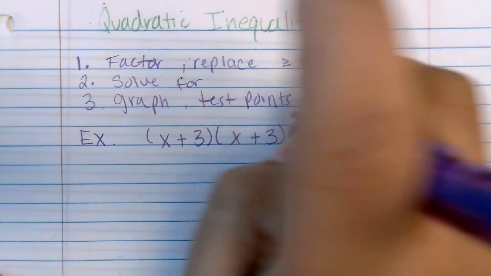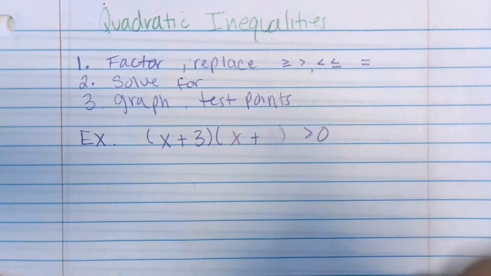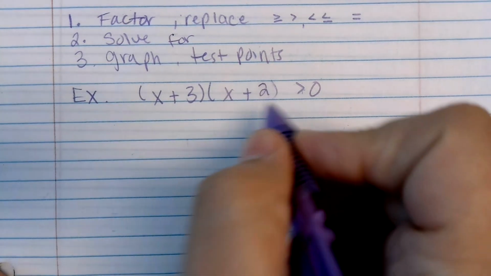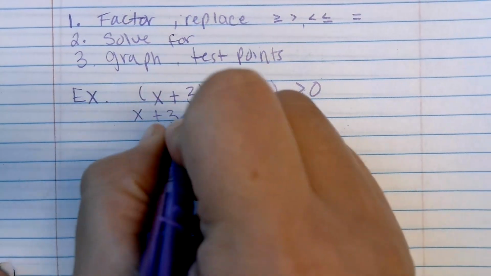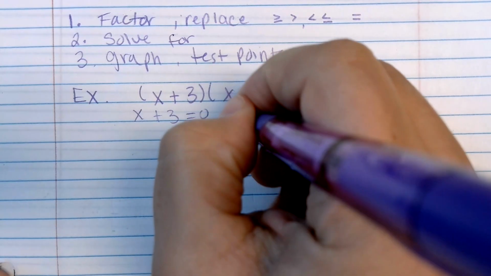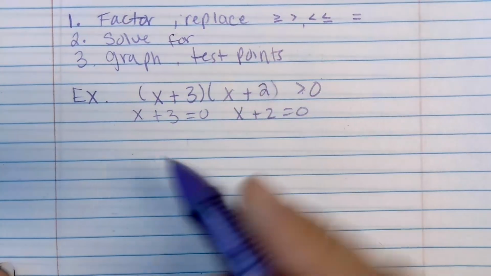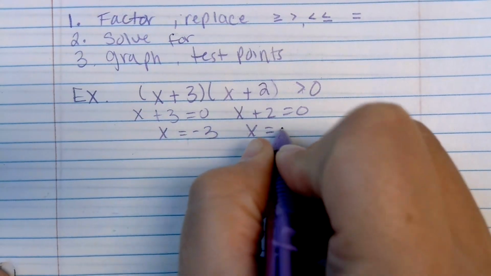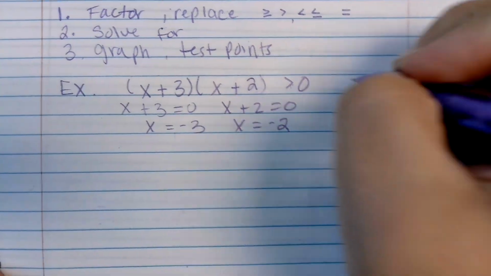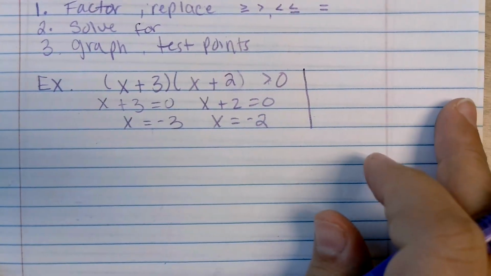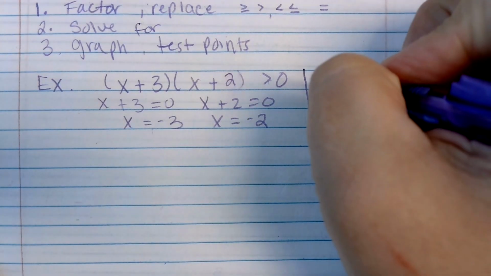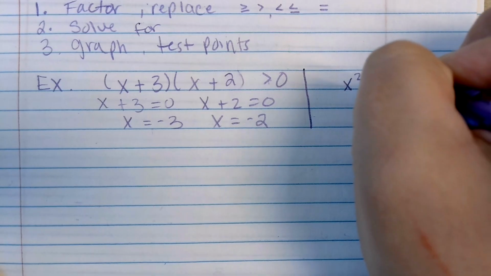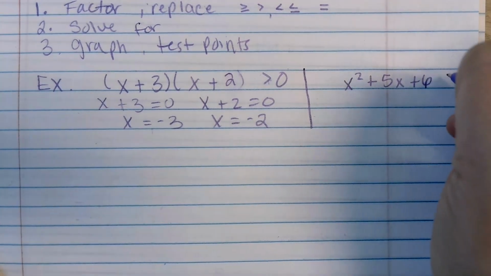So we have x plus 3 and x plus 2 is greater than 0. So I'm saying set these equal to 0 like you would if you were solving them. That way we can use this theorem here to tell us that x is negative 3 and x is negative 2. Now, you don't have to do this work over here. I want to show you what this quadratic equation looked like. It used to be x squared plus 5x plus 6 before it was factored.